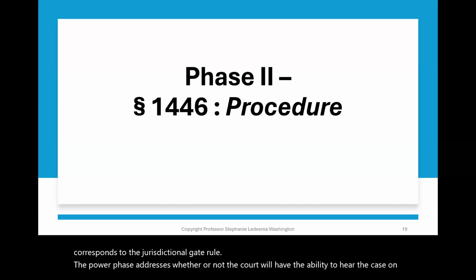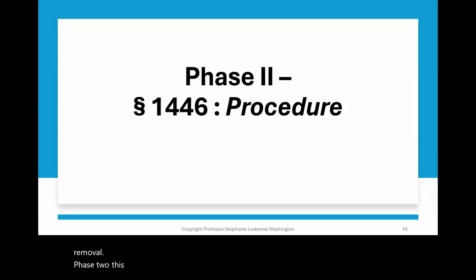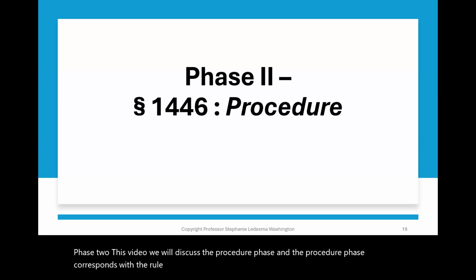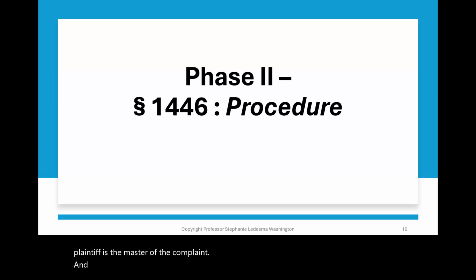Phase 2, this video, we will discuss the procedure phase. And the procedure phase corresponds with the rule of roles and power. The procedure phase understands that the plaintiff is the master of the complaint, and only defendants have the ability to use the removal tool to remove a case from state court to federal court.